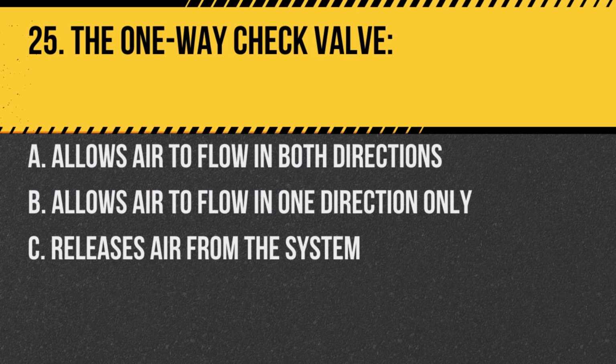Question 25. The one-way check valve. A. Allows air to flow in both directions. B. Allows air to flow in one direction only. C. Releases air from the system. Answer. B. Allows air to flow in one direction only. It ensures air doesn't flow back to the compressor.